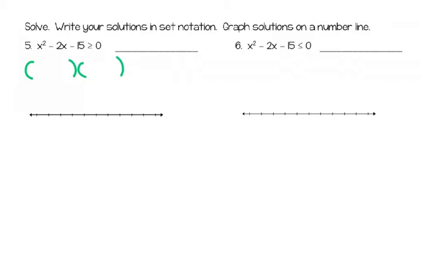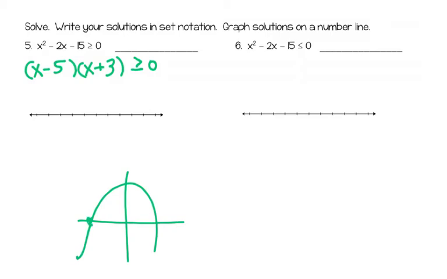We can use factoring to help us find the points that we're interested in, and so I'm going to factor this. And so what I've got is that x minus 5 and x plus 3 is greater than or equal to 0. Now here again, that doesn't tell me that it's going to be numbers greater than 0. It tells me that those are my dividing points. So remember when we had a quadratic and we have from here to here, that's negative, and then from here to here is positive, and then from here to here is negative again. That's kind of what we're talking about. We're talking about dividing points.